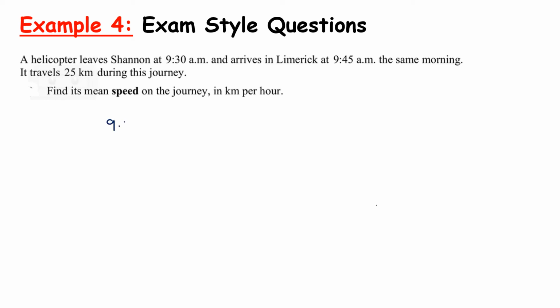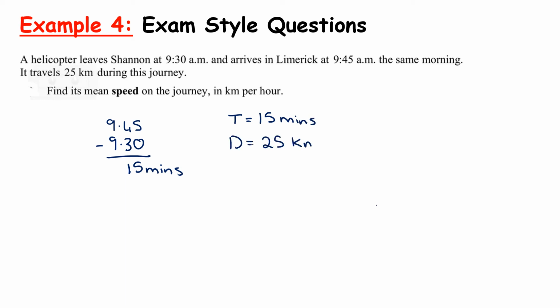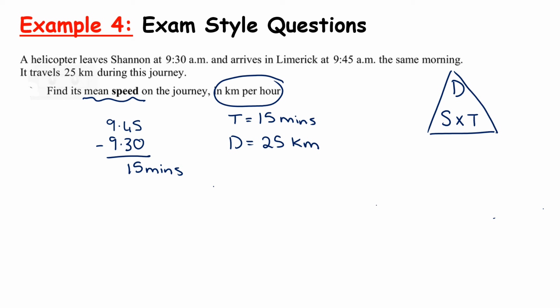So we have 9:45 minus 9:30, which tells us that it was 15 minutes. So we have time equals 15 minutes. They've given us the distance, which is 25 kilometers, and then they've asked us to find the mean speed, which we know is just speed, but they want it in kilometers per hour. So I'm going to draw out my little distance, speed, and time triangle. It looks like this. I want speed. Speed is equal to distance over time.